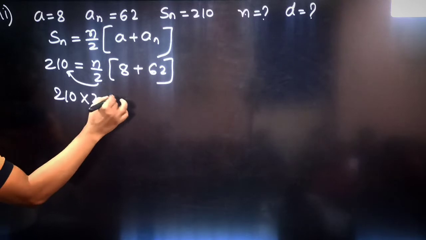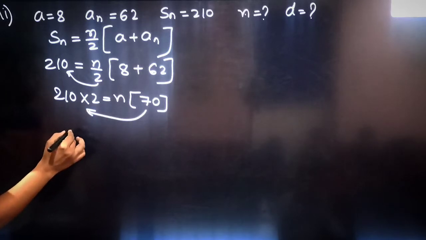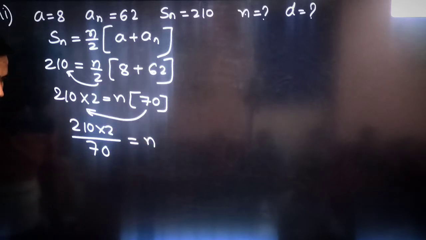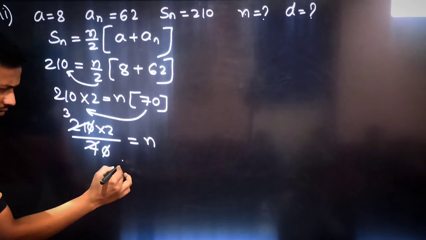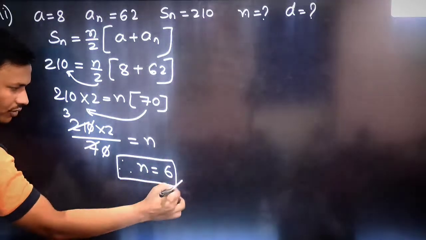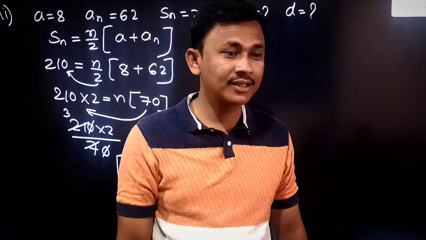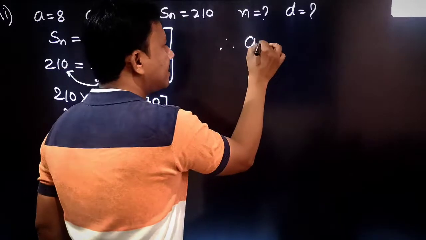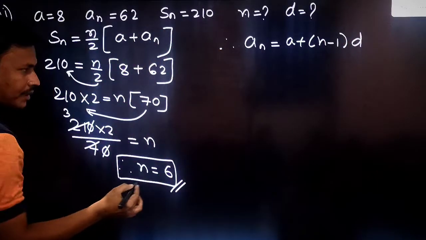Division by 2 will become multiplication. 210 into 2 is equal to n in bracket 70. Into 70 will become divided by 70. So n is equal to 210 into 2 divided by 70. 0 cancel, 7 1s are 7, 7 3s are 21, 7 6s are 42. Therefore n is equal to 6. We got n is equal to 6. What we need to find out? D. We need to find out d. Therefore an is equal to a plus (n minus 1) into d. What is the n value? 6.